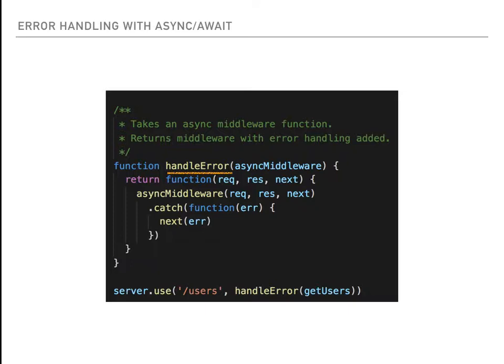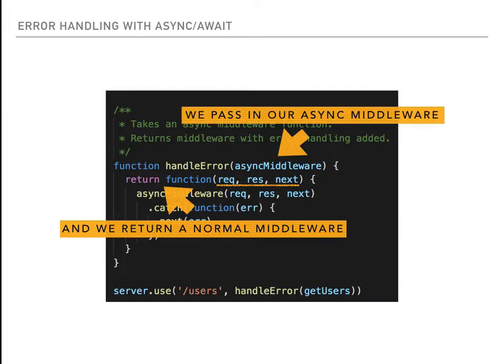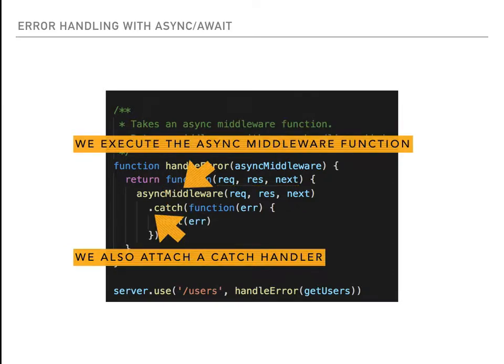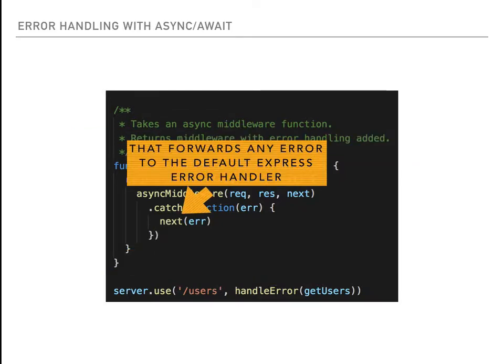So you have this handle error function. It takes in your middleware or your route, and then we return a normal middleware. Remember, a middleware or a route handler for Express has req, res, next as the parameters that it takes. So we return a function that's a normal middleware. And what that function will do when it's executed is call the async middleware, the one that you passed in, except we've attached this catch handler. So if something throws inside of your middleware or your route, we'll catch it, and we'll just pass that over to the error handler with Express.